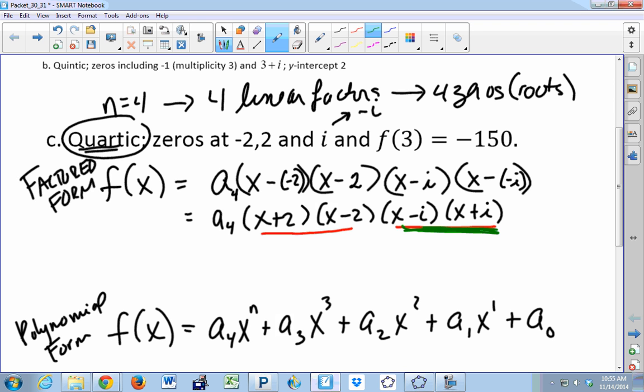But we don't really need to multiply them yet, because we still have to find the value of a, or a sub 4. We know it's going to go with my lead term of the power of 4. So how do I find it? I have 3 unknowns right now. I don't know what x is, I don't know what my y value is, or f of x, and I don't know what a is. So I can't solve one equation if I have 3 pieces that aren't known. So what do we do?